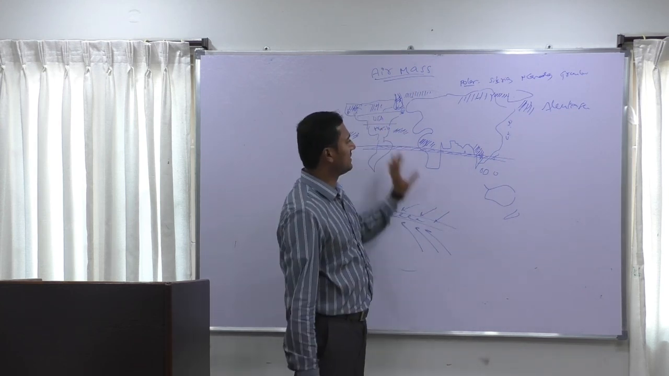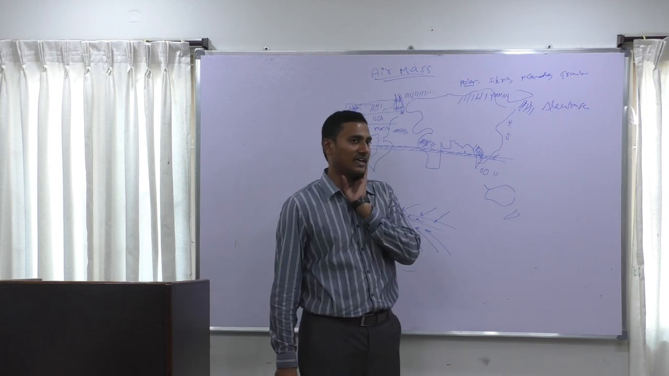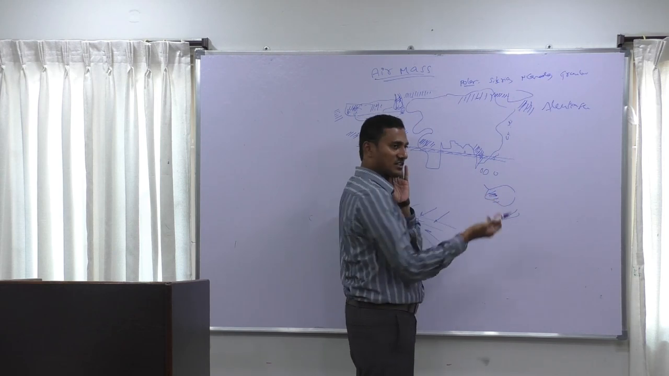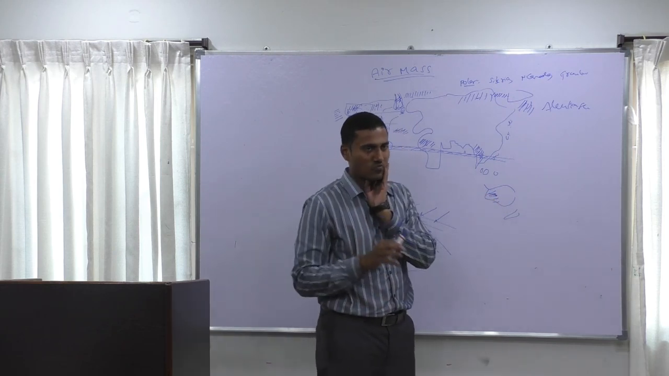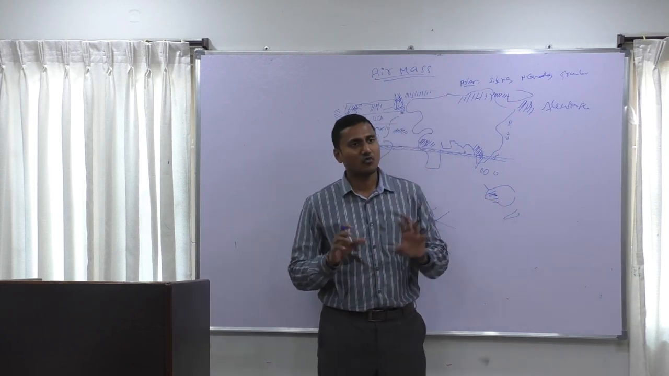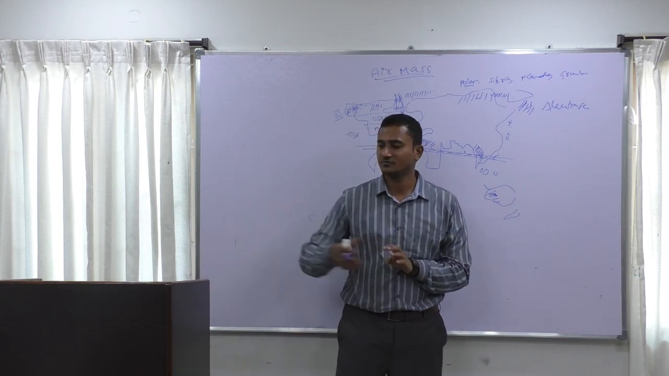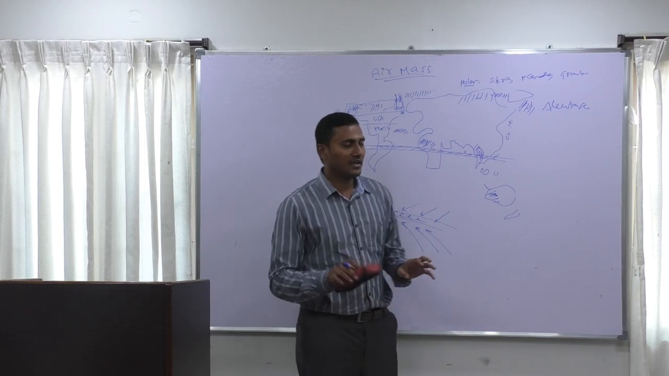So these are the various source regions for air masses. You can take even the Great Victoria Desert, which is also a source region for air mass, okay? So these are the four to six major source regions for the air masses, okay? Now, any doubt here?